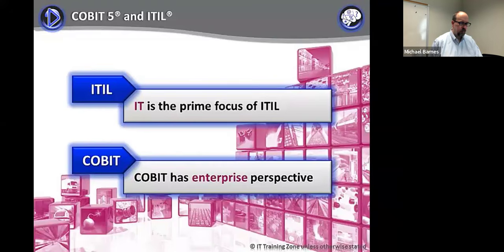COBIT, on the other hand, has the whole enterprise as its concern. Yes, it advises on IT-related issues, but it also recognizes that those issues are not limited to IT professionals. COBIT is a whole enterprise framework.